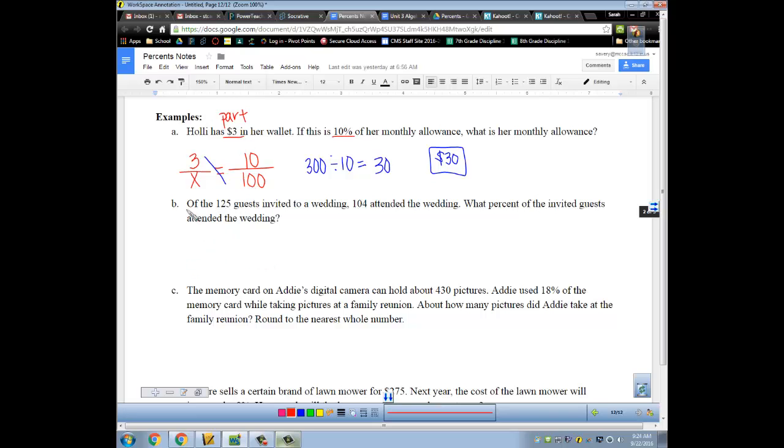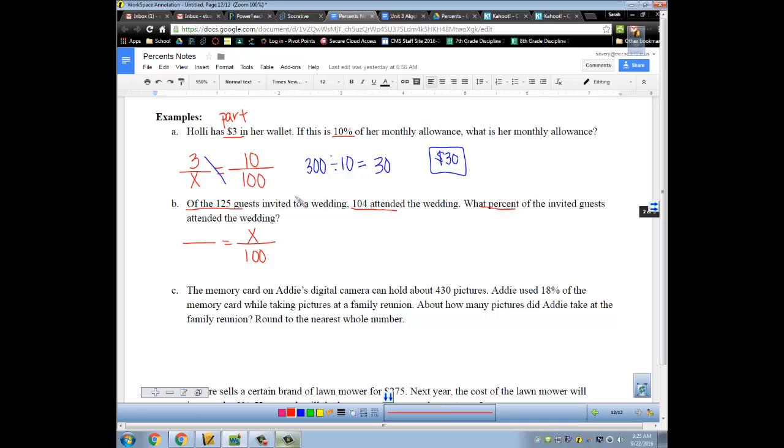Okay, next, of the 125 guests invited to a wedding, 104 attended. We want to know what percent of the invited guests attended the wedding. So set up the proportion, 100 in the bottom right. We don't know the percent, that's what we're trying to figure out.